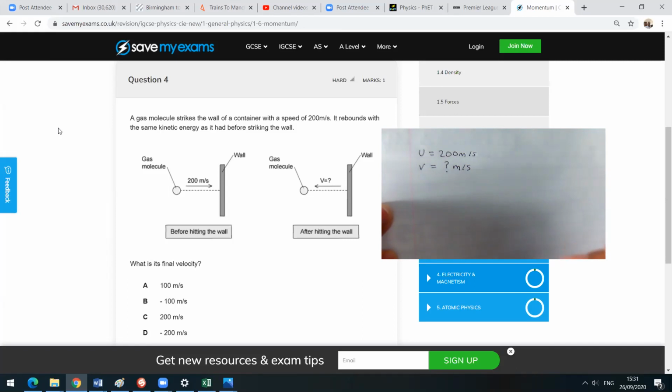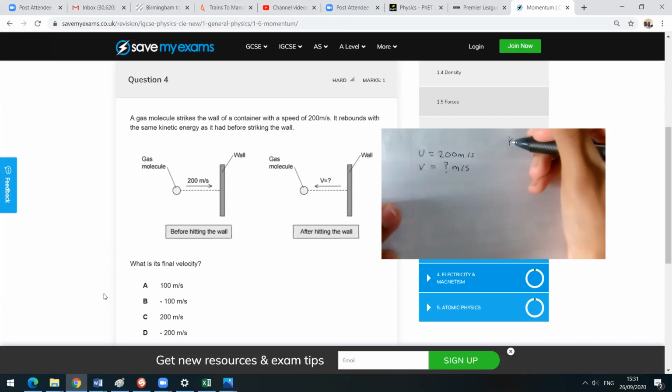Can you remember the formula for kinetic energy, Jay? Not really, no. So it's half mv squared. Half times the mass, which should always be in kilograms, and the velocity, which should always be in meters per second. Sorry, meters per second.